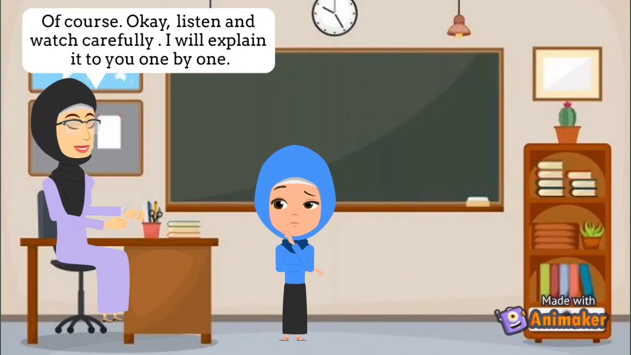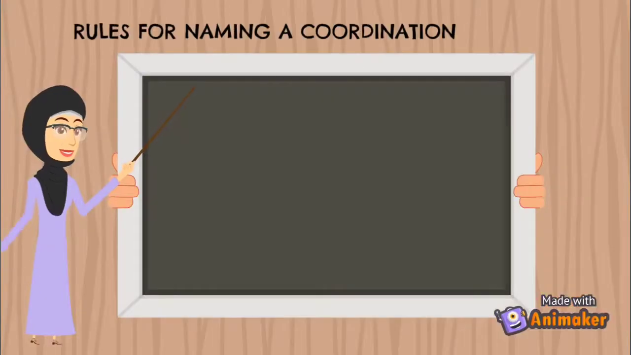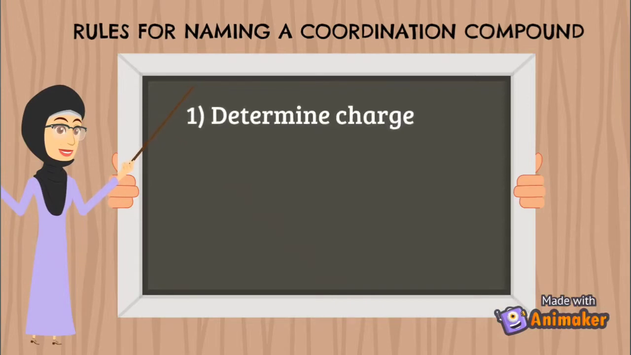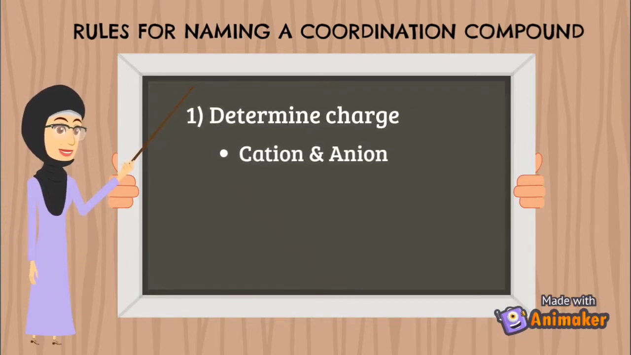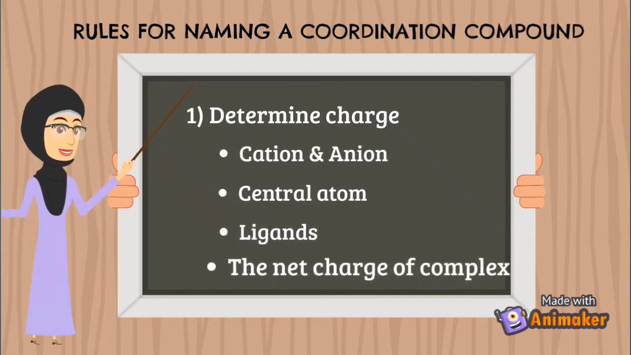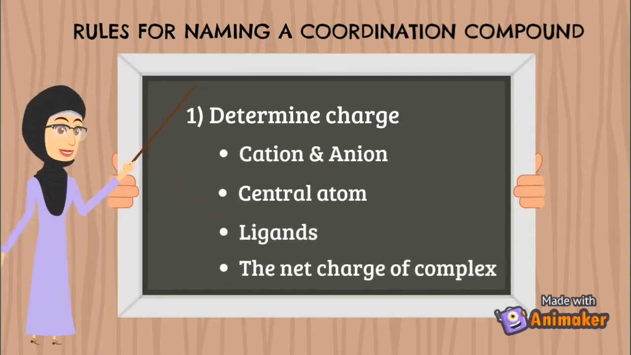Of course. Okay, listen and watch carefully. I will explain it to you one by one. There are 7 rules for naming a coordination compound. Number 1 is determining the charge. Determine whether each atom is a cation or anion for the central atom, the ligands, and the net charge of the complex.